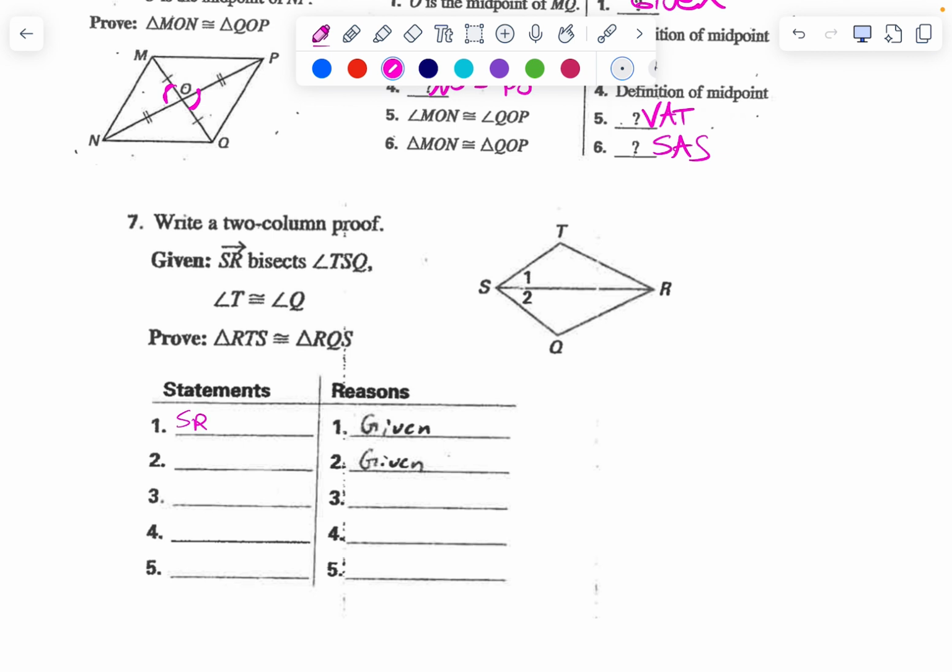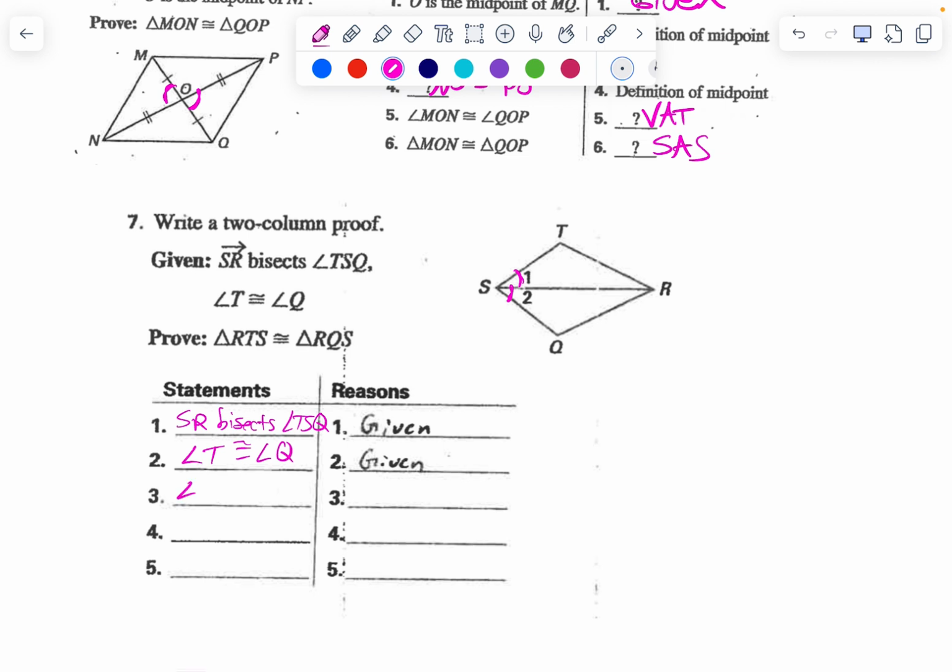SR bisects angle TSQ. To angle Q. That's not shown in our picture. None of that. So what do we need to add to the picture? Okay. Now, this is true, what I'm marking right now. But have we said that in our proof? No. So mark it in your picture, but don't forget to make sure it's stated in your proof.